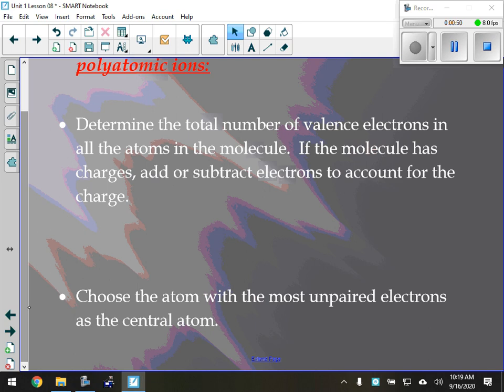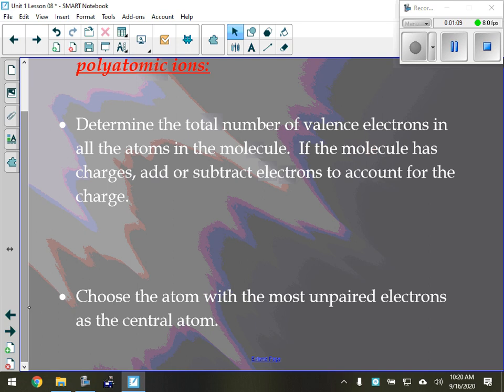So to summarize this first point here, it basically says we need to add up all the valence electrons. And of course, if we have Lewis diagrams, we know how many valence electrons we have, right? So lithium would have 1, and oxygen would have 6, and fluorine would have 7. So that's what we're going to focus on in the first part.